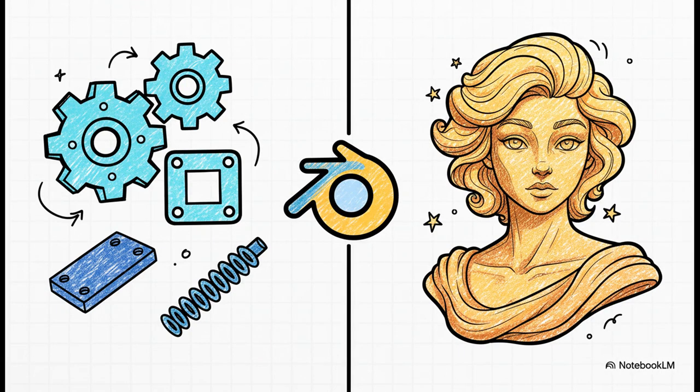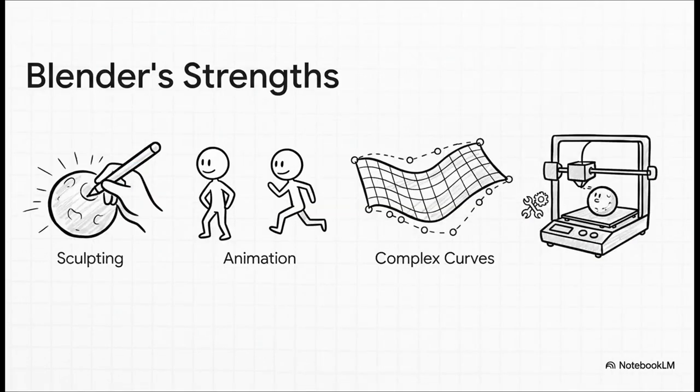Now let's switch gears and talk about a completely different philosophy. Meet Blender. While FreeCAD is for the engineer, Blender is for the artist. It's all about creating beautiful, organic, and really complex shapes. Just look at its strengths: sculpting, animation, and handling complex curves. If you want to design a character, a piece of art, or anything with flowing, non-mechanical shapes, Blender is the absolute king. And its 3D Print Toolbox add-on makes it fantastic for us makers.